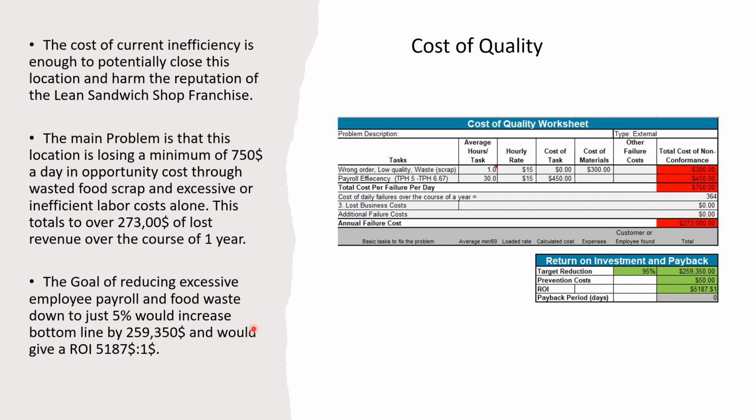So if our goal is reducing excessive employee payroll and food waste scrap to just 5%, we would increase our bottom line by $350,000 and give an ROI of $5,187 to $1. This is pretty impressive.